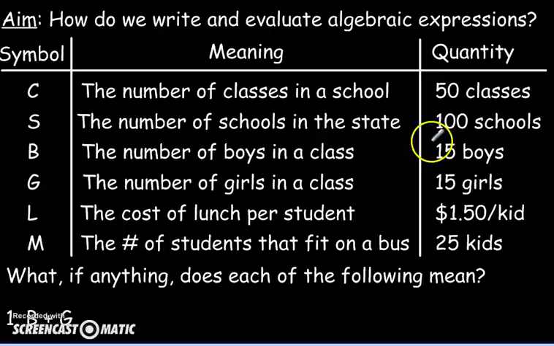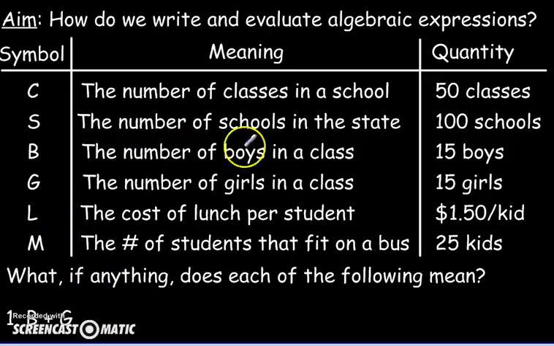B is the number of boys in a class, or 15. The number of girls in a class is also 15. Doesn't have to be. L, in this case it's a cost, but that is a numerical value. The cost of lunch per student, $1.50 a kid. M is the number of students that fit on a bus. Interesting. 25 kids.